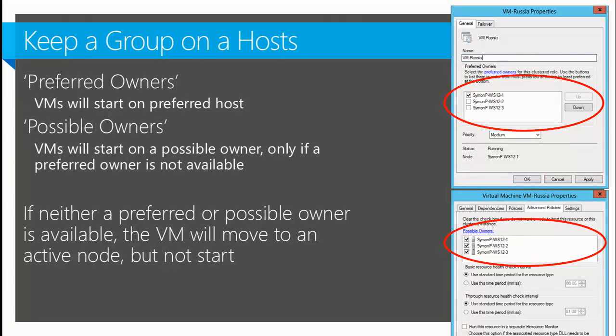Now, if neither a preferred owner or a possible owner is available, the resource will actually not come online. So we say, hey, if your first place aren't available, your second place aren't available, we're going to keep it offline. We're not going to go and automatically start it.